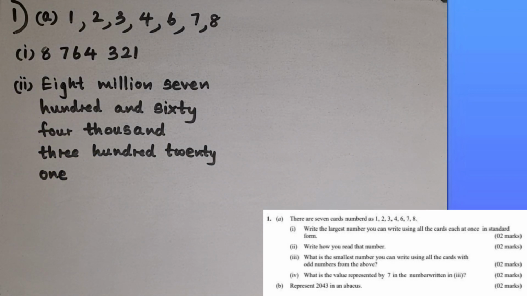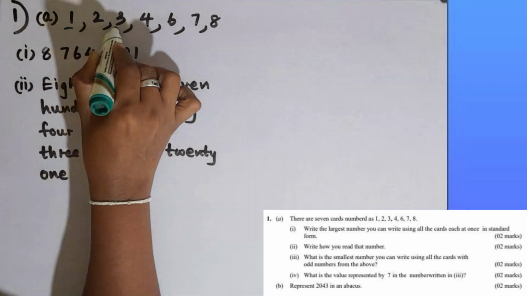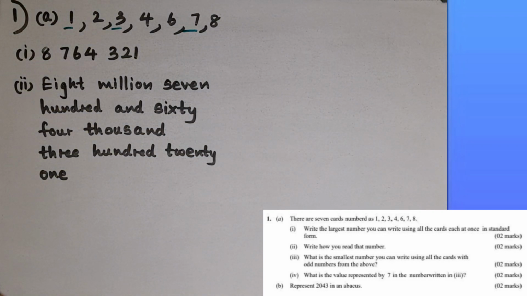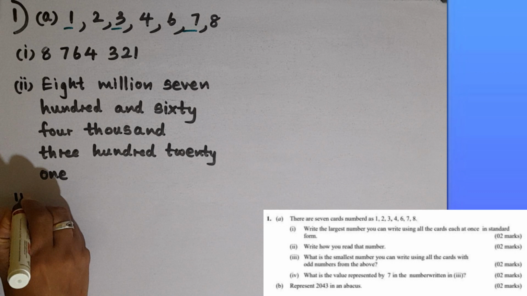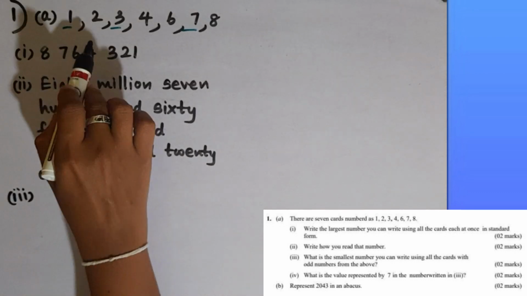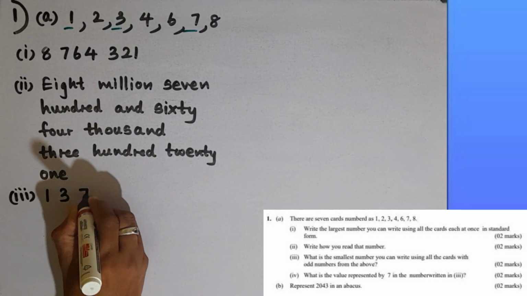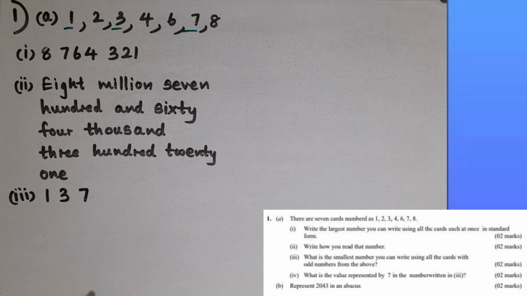Then third question, third part here. What is the smallest number you can write using all the cards with odd numbers from the above? What are the odd digits here? 1 is odd. Then 3 and then 7. These are the only odd numbers. So, the smallest number that you can write: to take the smallest number, we have to choose the smallest digit here. That is 1, then 3, then the next one is 7. This is the smallest number that you can write using the odd numbers.